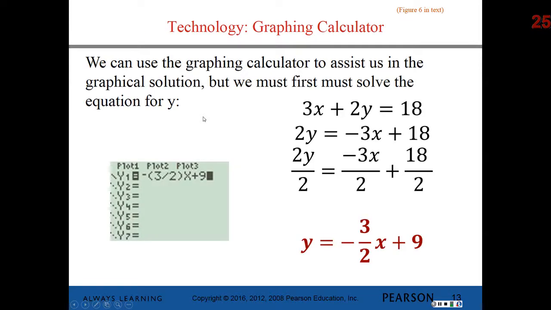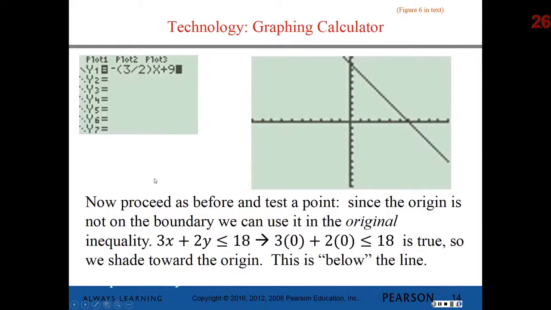You could have used the graphing calculator to help you with graphing that inequality. But in order to do that, you would have had to have first solved your equation for your boundary line for y, which means you would have had to subtract 3x from both sides and then divide everything in the equation by 2. So the slope-intercept form of the line is y equals negative 3 over 2x plus 9. So you would have to enter that into your calculator and graph it and get this answer.